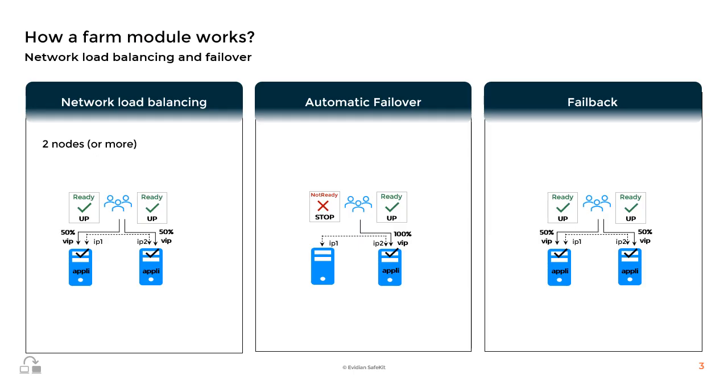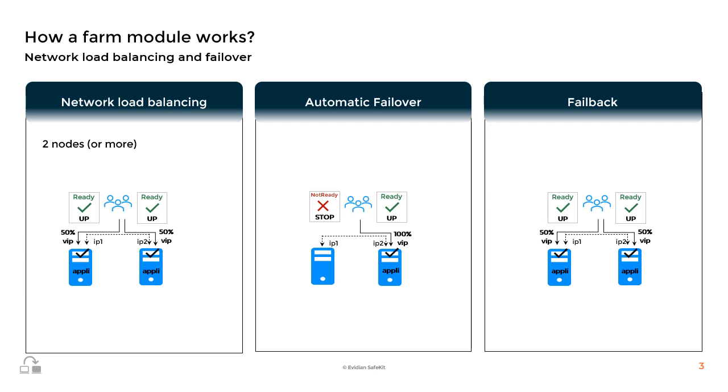Let's examine how a farm module works and the associated states and colors in the console. At step 1, the farm module is running in the up state. The application operates on both servers, and the virtual IP is set on the network interface of both nodes as an alias IP. A kernel module named VIP handles the load balancing of client TCP sessions between both nodes.